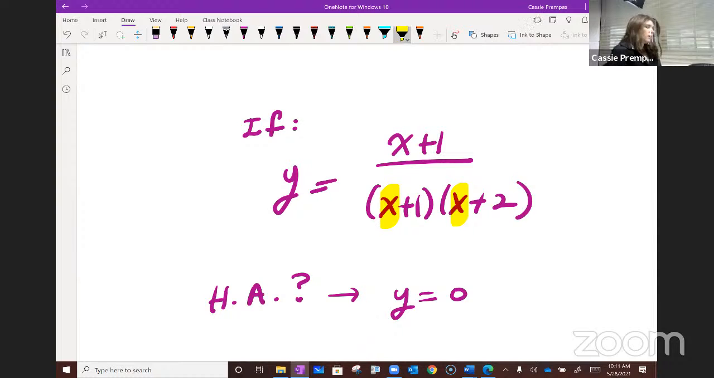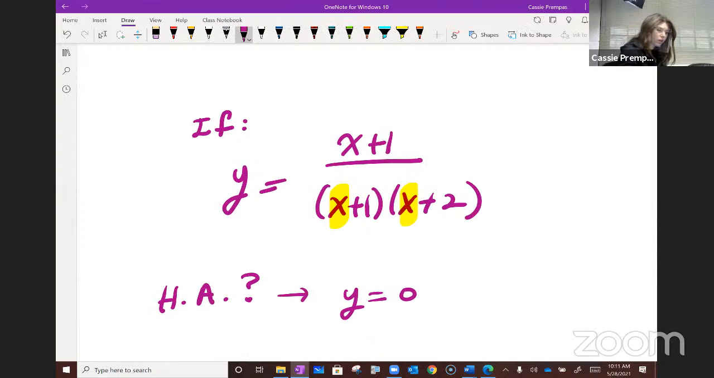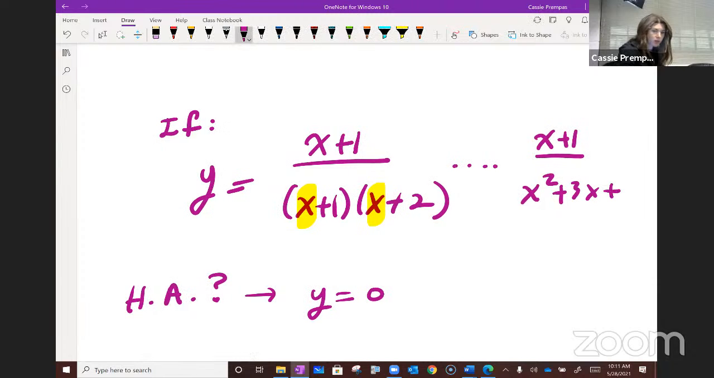There's 2 x's. X times x would be an x squared. So you have to really think about this as if it was multiplied out. Technically, if you FOILed that, it would look like this. So the degree of the numerator is actually less than that of the denominator because this is given in factored form. Nice job, Sergio.